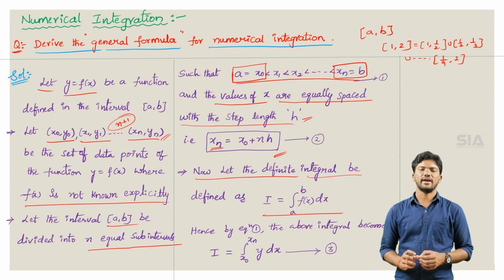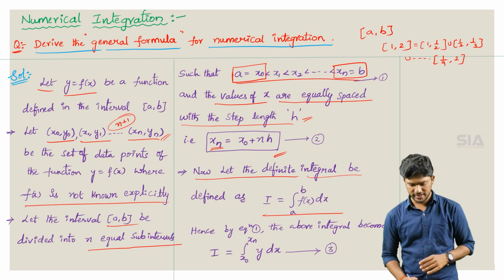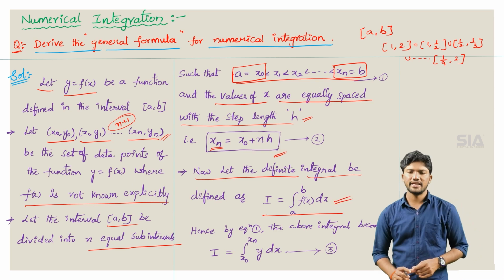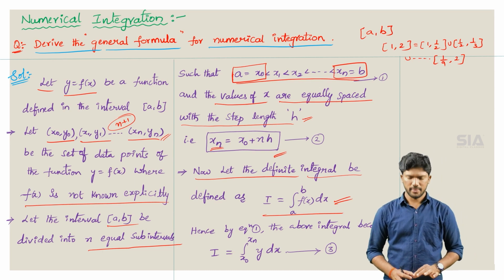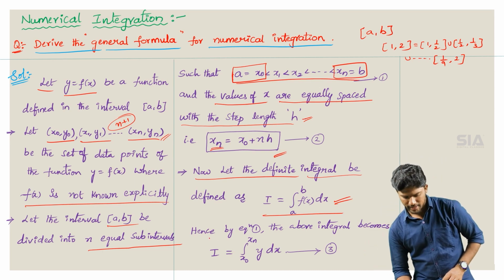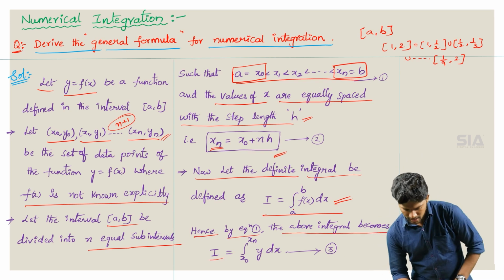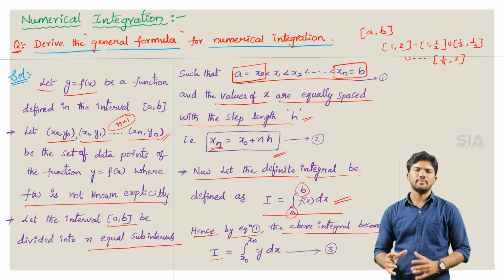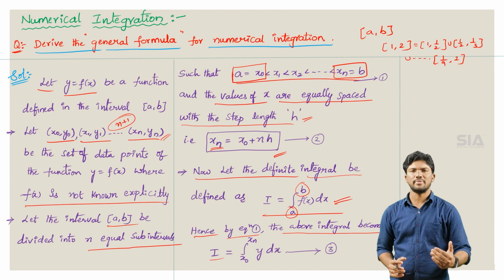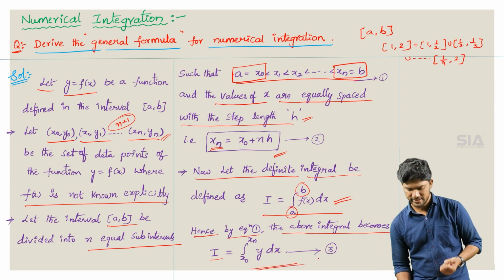Okay, definite integral. Definite integral means any finite integral. So that is capital I is equal to integral a to b f of x dx. This is a definite integral form for this problem. Hence, by equation number 1, the above integral becomes capital I is equal to, here small a we have, small b we have. In place of a and b, we can substitute or replace x naught and x suffix n. Therefore that is taken as equation number 3.